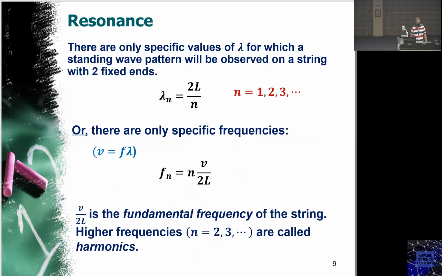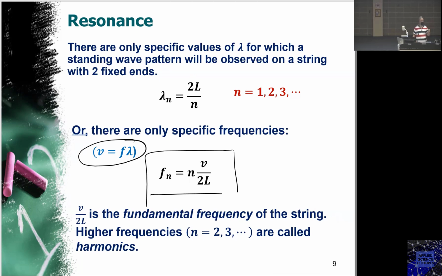from the wave speed, right? The speed here is given by this function. V equals lambda f. If you have the wave velocity and you have the wavelength, then you can calculate the frequency. And this is the expression for the frequency.